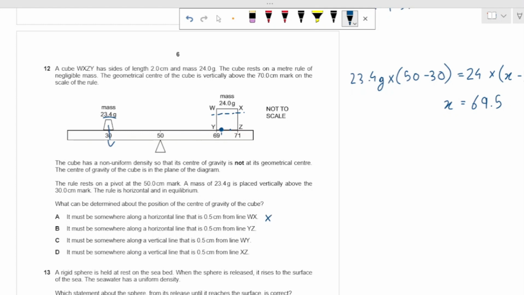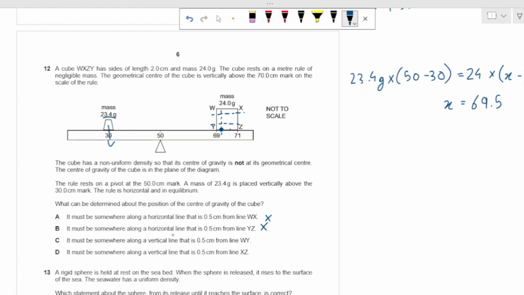The next option, it must be somewhere along a horizontal line that is 0.5 centimeter from the line YZ. Now they are using it in the opposite way. They're saying it is somewhere from this point. Well, again, that is wrong. We do not know if it could be up or down in this line. But one thing we know for sure, it is not at all along the line YZ. It is at one mark, which is 69.5. So it's not all along YZ, it's at the 69.5 mark. We know that. So again, option B is also wrong.